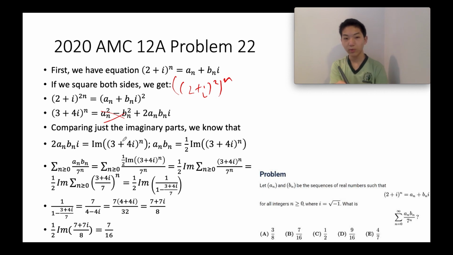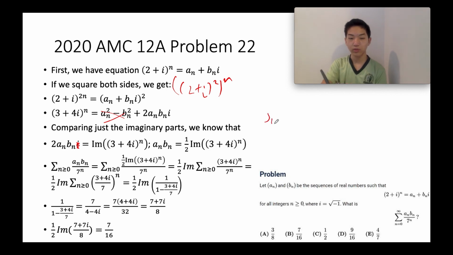So the way we write that is we just write Im and then put whatever you want in parentheses, which is only the imaginary parts. So he writes 2 a sub n b of n is equal to Im(3 + 4i)^n. And we should not have an i here because when you put Im, it doesn't include i. It only includes the coefficients of i.